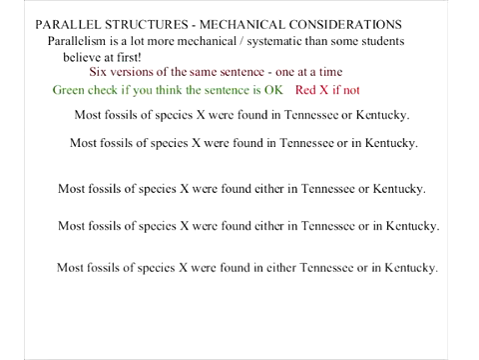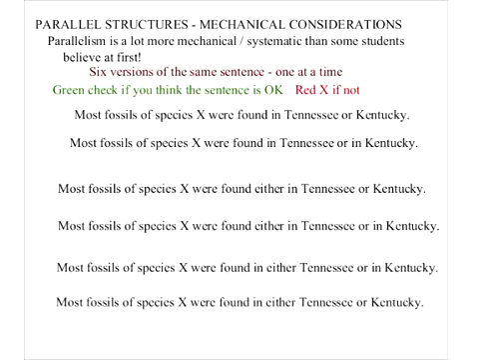Two more, red X, green check. Most fossils of species X were found either in Tennessee or in Kentucky. Sorry, in either Tennessee or in Kentucky. And finally, this last one. Most fossils of species X were found in either Tennessee or Kentucky.